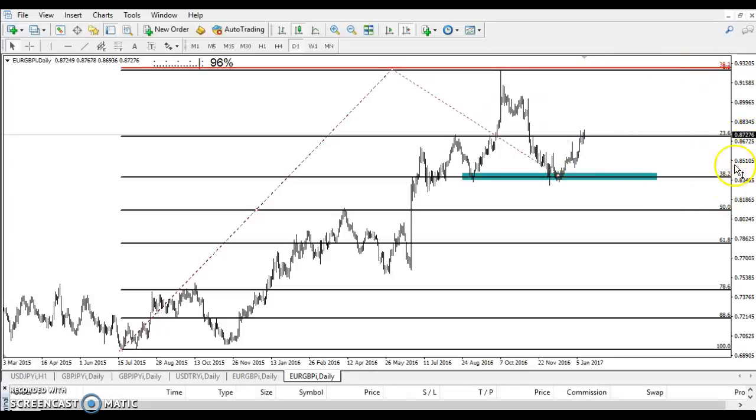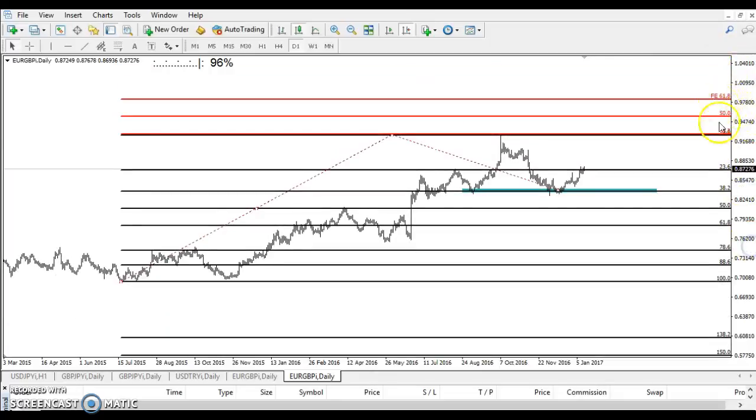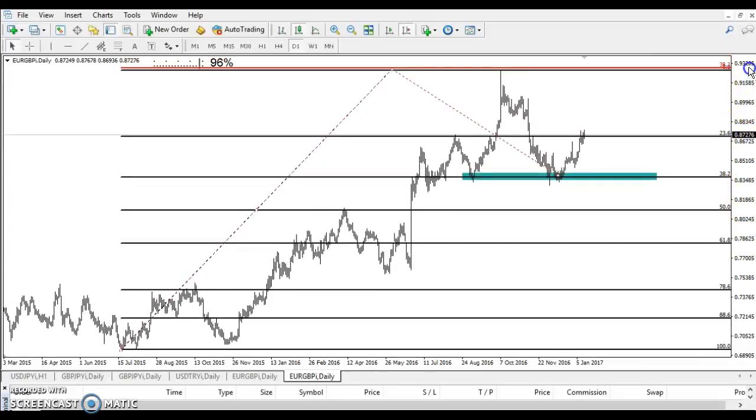The retrace level here was 38.2. Your Fibonacci expansion is 38.2. Now you're going to have to draw these in manually because it only comes with 50 and 61. Okay? That's your take profit. 555 pips. That's how you find a take profit.